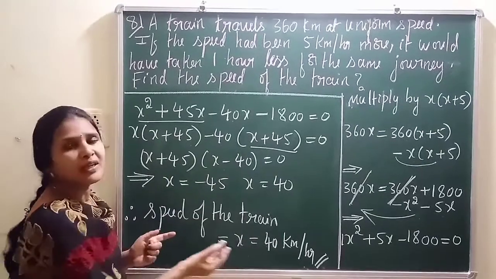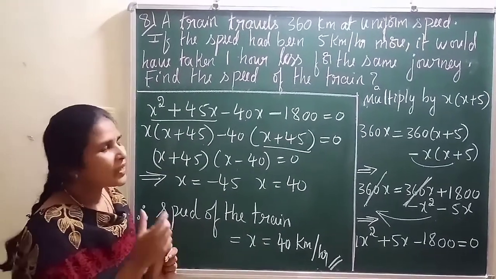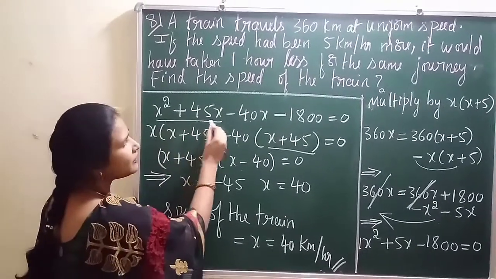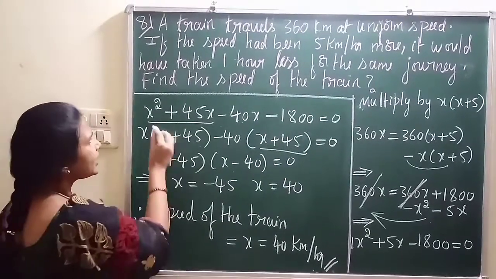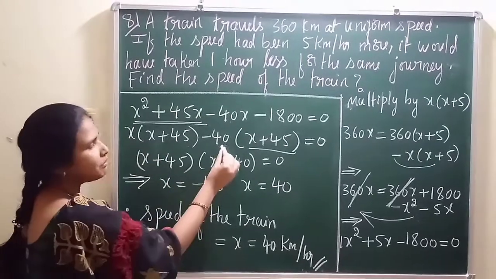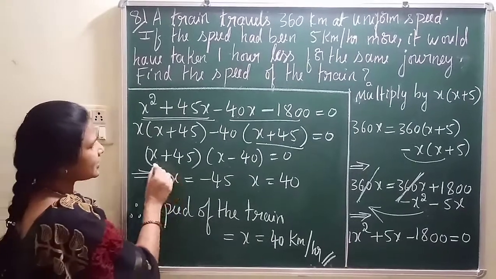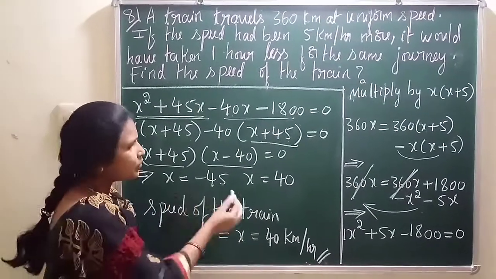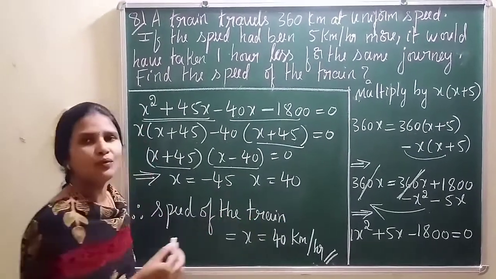If we split the middle term, minus 1800 is the product. So when I split, I get 45 and minus 40. So x square plus 45x minus 40x minus 1800 equal to 0. Take x common in the first two terms, so we get x into x plus 45, and minus 40 you take common here, you get x plus 45. The common factor is x plus 45 and the other factor is x minus 40. Equate both to 0. We get x equal to minus 45 and x equal to 40.